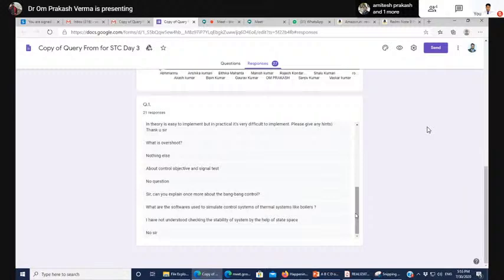What software is used to simulate the control system of thermal systems like boilers? For your study, ANSYS software is there, so you can use ANSYS for chemical process control purposes. I am not only checking the stability of the system with the help of state space. Just go through my PPT today, I will share it. If you are not able to understand, then we will discuss again tomorrow.